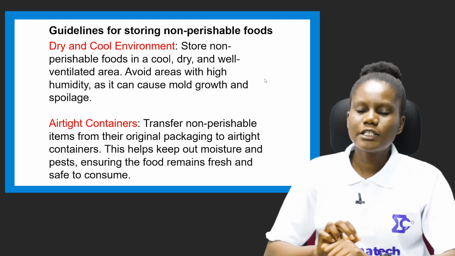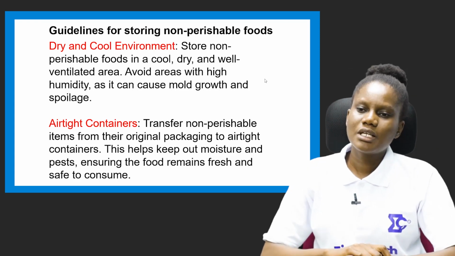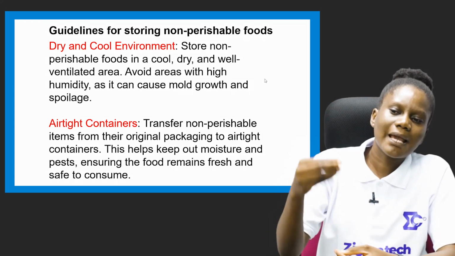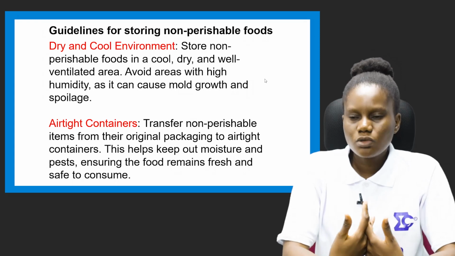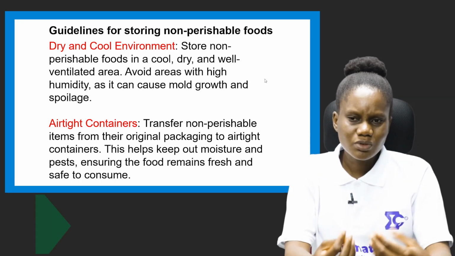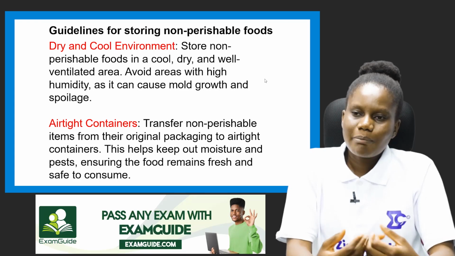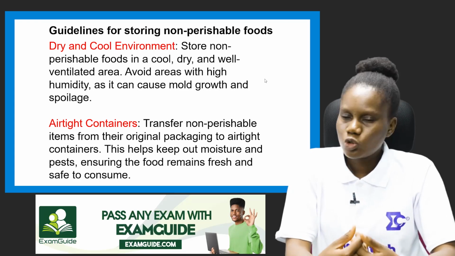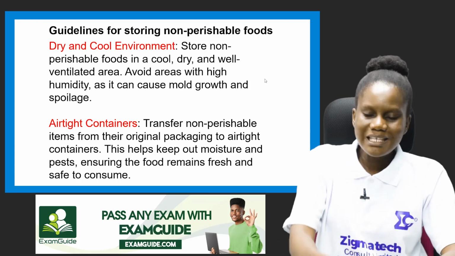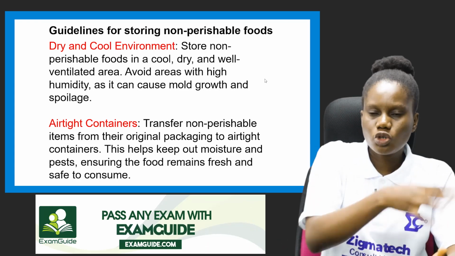Number two is airtight containers. Transfer non-perishable items from their original packaging to airtight containers. You know, there are some that come with original packaging. You can transfer them, you can remove them. If you see that the package this particular food came with will not help to extend the shelf life, remove them from there and keep it in a more secure environment.